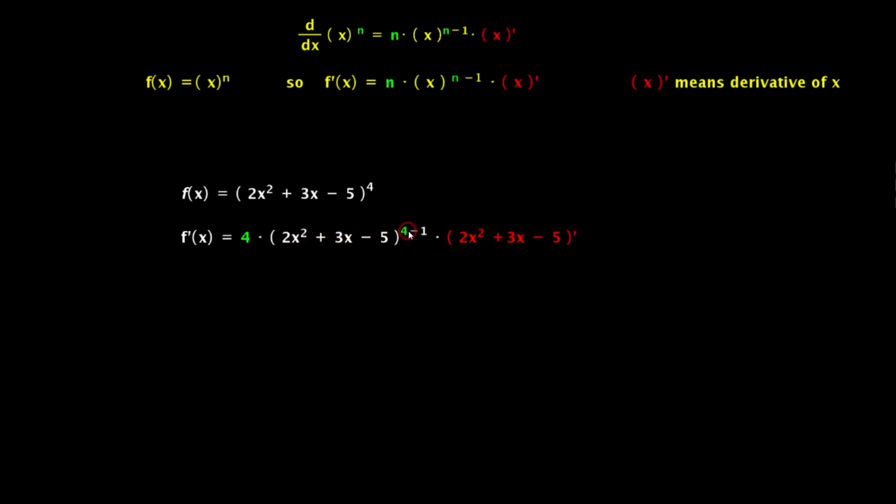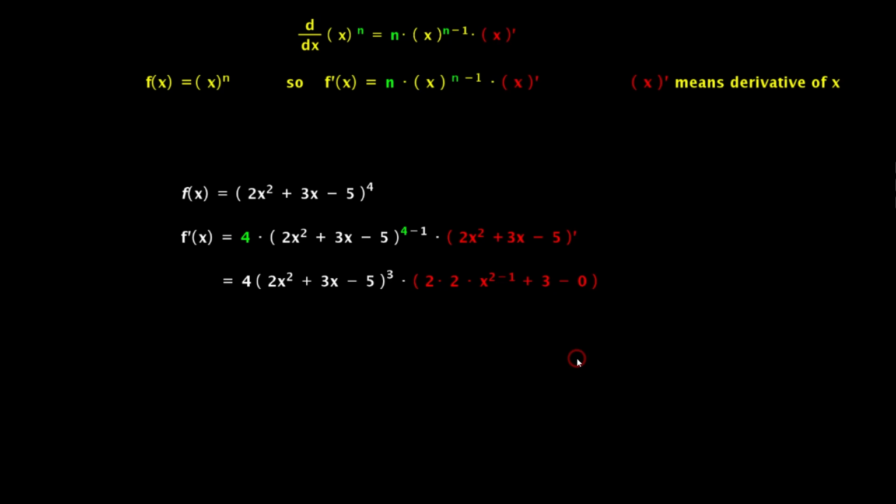4 times the whole value with the power of 1 short, times the derivative of the inside value. Left side is 4 times the whole value 2x squared plus 3x minus 5 with the power of 4 minus 1. All we do is take the derivative of the inside value. It's going to be 2 times 2, x with 1 short. So 2 times 2, that's the x, the 2 comes down and it's going to be 2 minus 1. Derivative of 3x is 3x, sorry, it's 3. Derivative of a constant is 0.